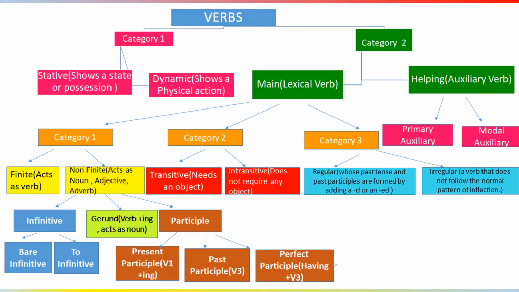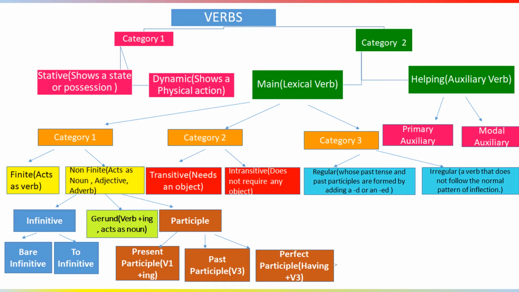Finite verbs are those verbs which act as verb. Non-finite verbs are those verbs which act as noun, adjective or adverb. Category 2, transitive and intransitive verbs. Transitive verbs are those verbs which need an object. Intransitive verbs are those verbs which do not require any object.